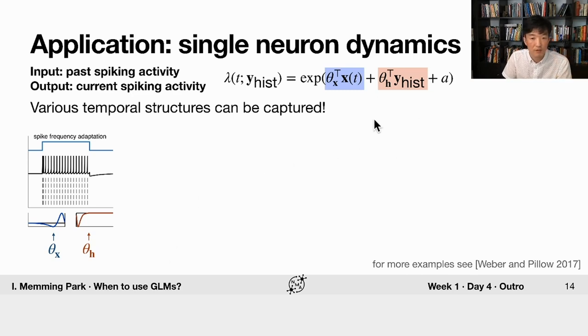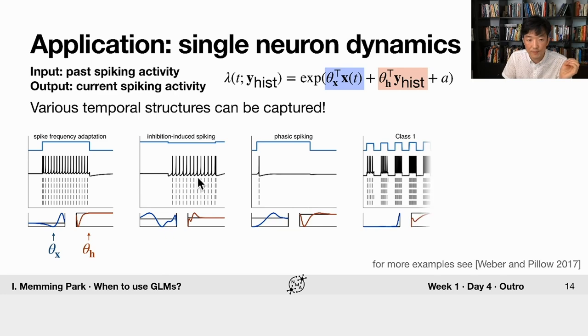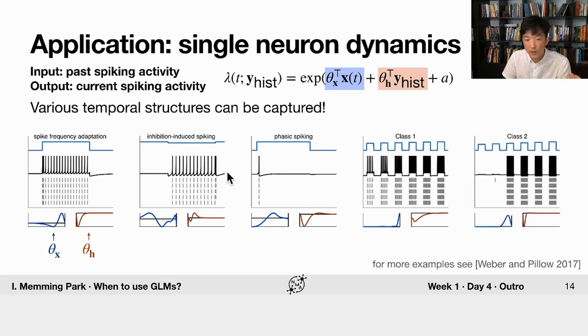It has a linear filter. That's all you added. You could do inhibition-induced spiking, phasic spiking, where you only spike once when the stimulus comes on, class 1 spiking, where the firing rate increases as your stimulus gets stronger and stronger, class 2 firing, where you have a sudden change in firing rate depending on the strength of the stimulus, and so on. So for more examples, look at Weber and Pillow 2017.